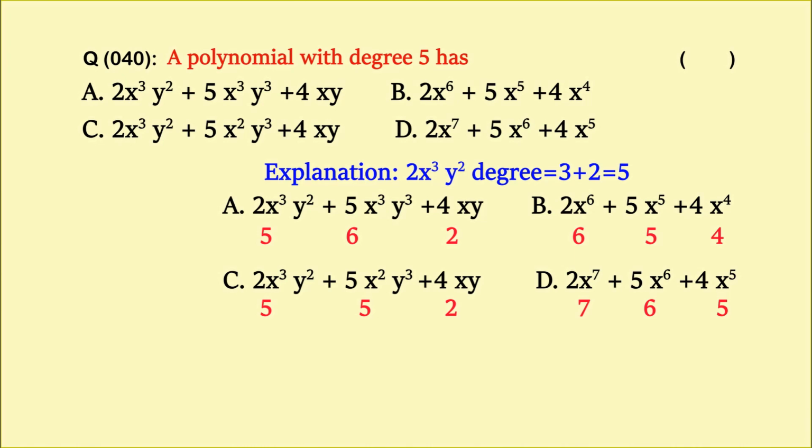If you see the option B, the degree of the first term is 6, the second term is 5 and the third term is 4. So it also is not a proper answer to the question. If you see the third option, the first term has degree 5, the second term has degree 5 and the third term degree 2. In D option, the degree of the first term is 7, the second term is 6 and the third term is 5. By observing these 4 answers, you can say the degree of the first option is 6, the second option is 6 and the fourth option is 7. So the right answer is C. It has degree as 5.